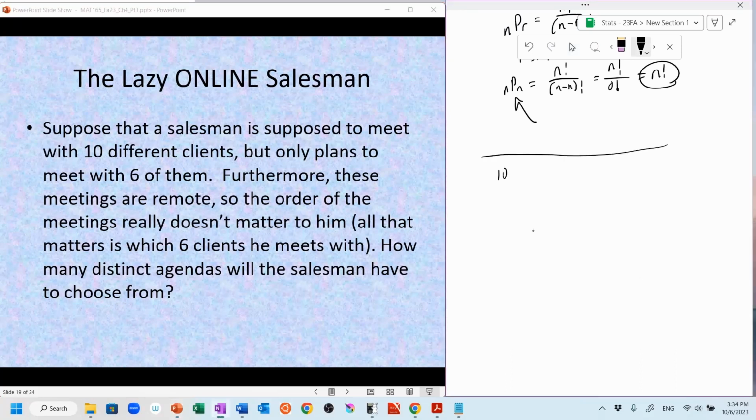So if I have 10 items, 6 slots, order does not matter, how many agendas do I have? Well, one thing I might do is start by saying, what if order did matter?